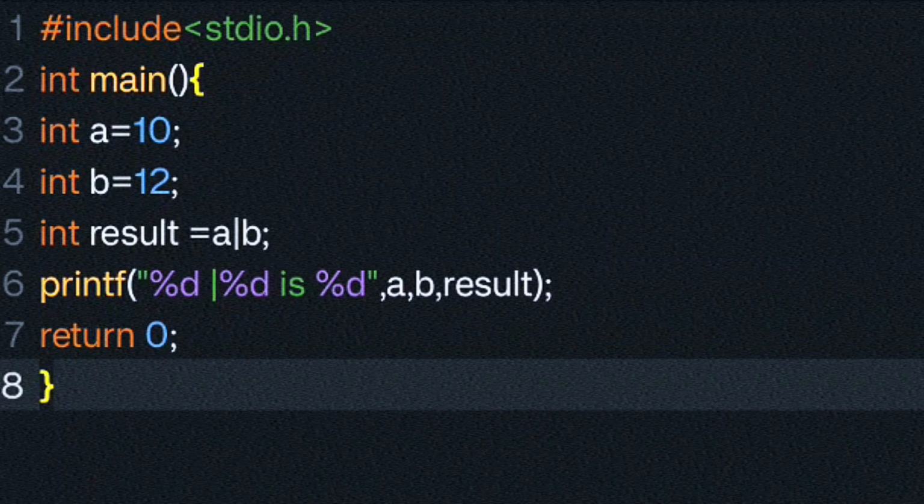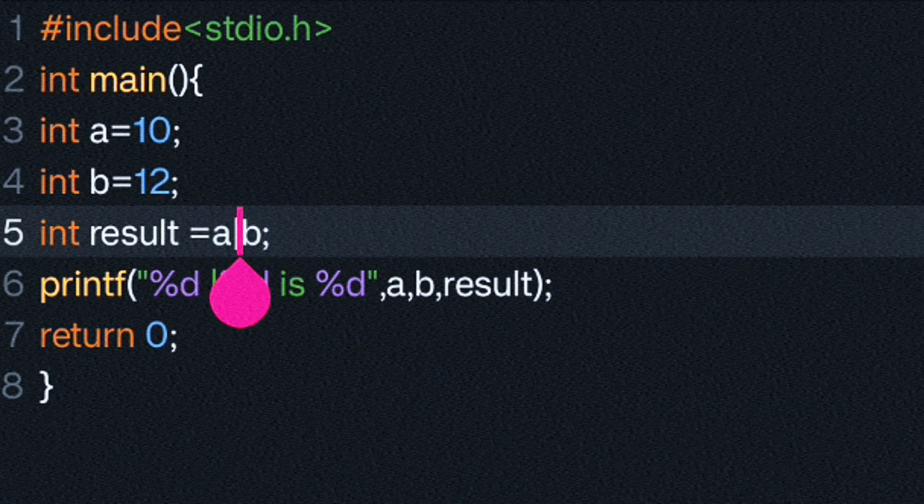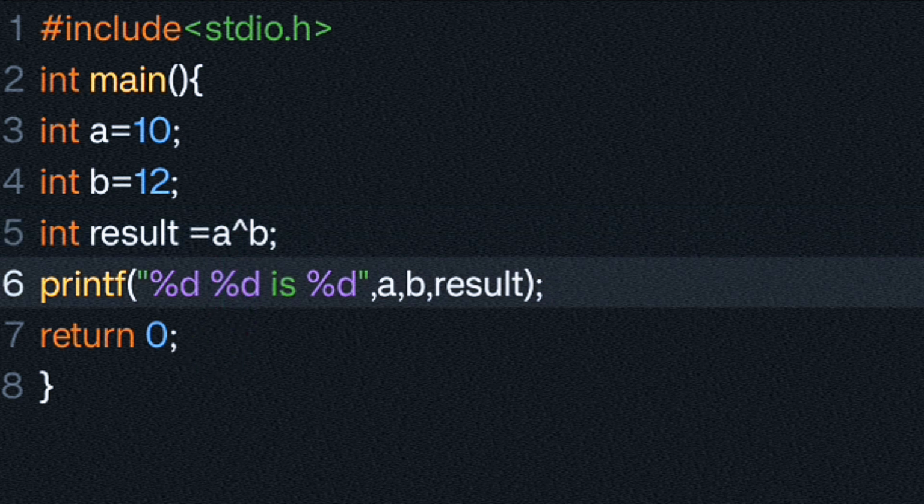Now let's try to understand this in the code. Previously we have done the OR operator. I'm just replacing it with the XOR operator. So we will be getting 6.